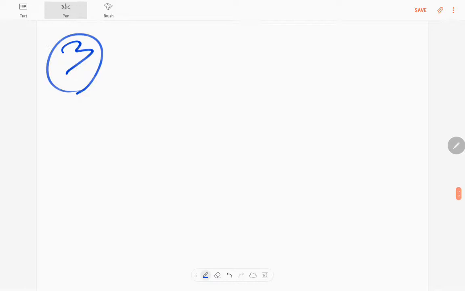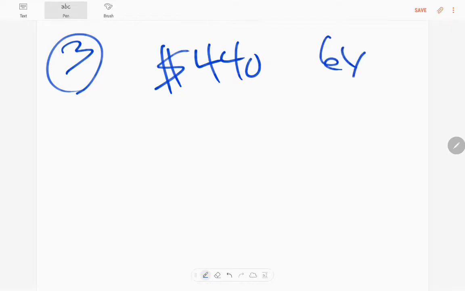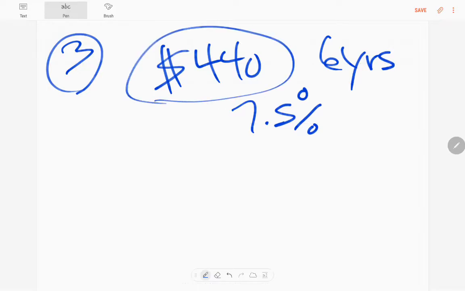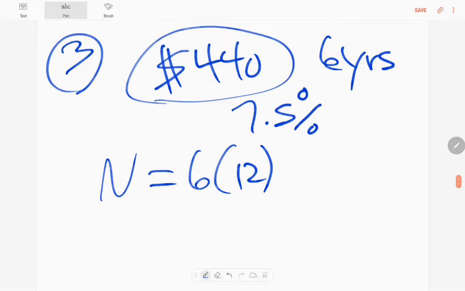If Sandy can afford car payments of $440 per month for 6 years, what is the price of the car that she can afford now? Assume a 7.5% rate. So really this is a loan problem because we're saying how much can she borrow? She can pay $440 a month for 6 years. So solver, once again. And the N is going to be 6 times 12 because it's the number of periods and we're doing this monthly. I, 7.5.